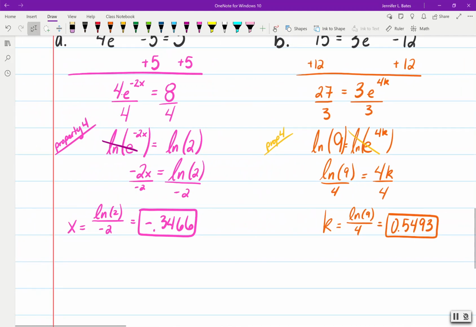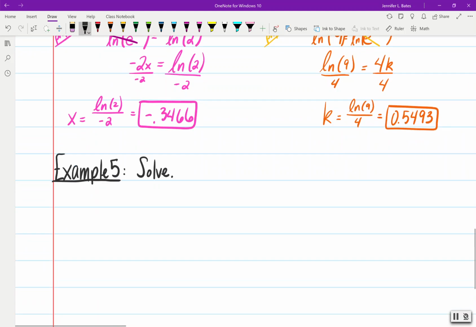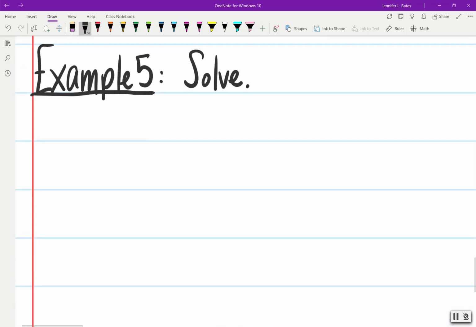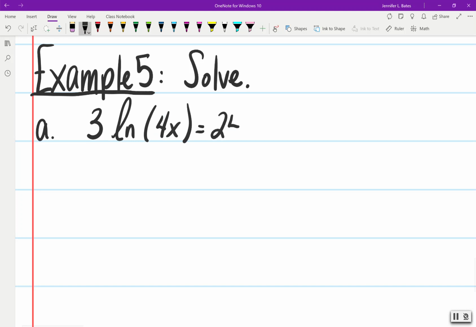Okay, we're going to do 2 more. So one more type of problem, but we're going to do 2 examples. So we'll call this example 5. Example 5 still says to solve. In example 5, we're given 3 times the natural log of 4x is equal to 24.